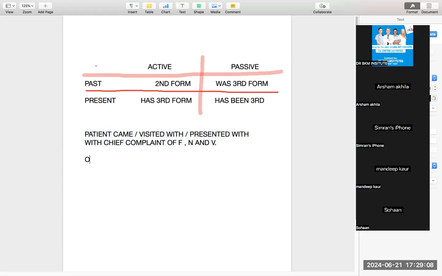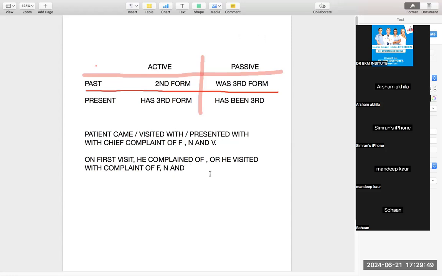If I give you an example, I will say on first visit, he complained of, or he visited with complaint of. The choice is yours. So complained is a verb, so you will use the second form: he complained of. Whereas if you are using the verb visited, then the second word would become a noun: he visited with complaint of. So you can use either of these. So on first visit, he complained of fever, nausea, and vomiting, or whatever the symptoms are given.